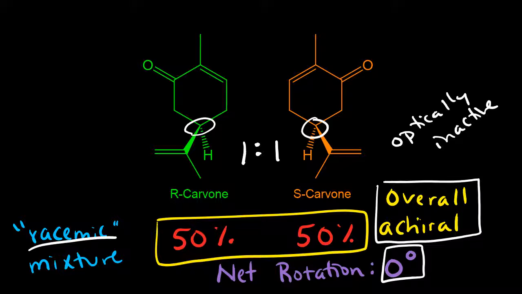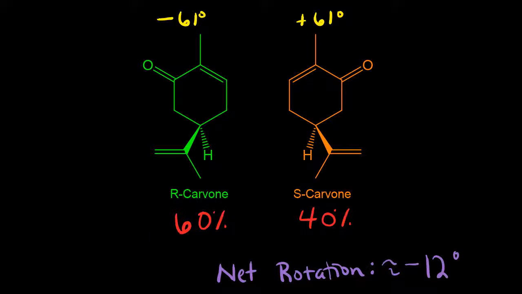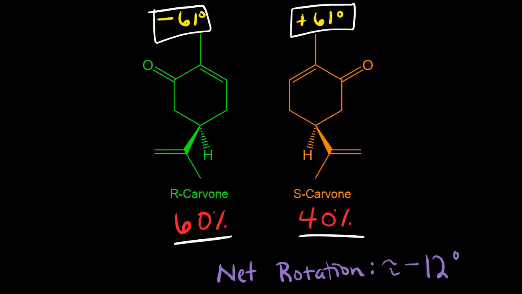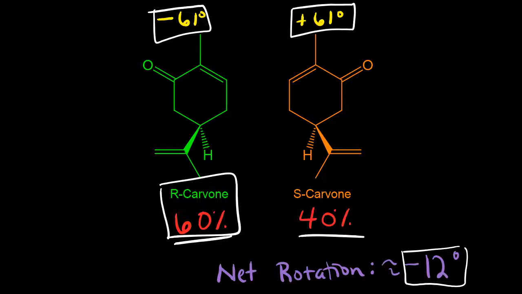So any compound or any mixture of compounds that exhibits no net rotation of plane polarized light, we say is an optically inactive mixture or compound. Whenever you have an excess of one component over the other, the net rotation is not going to be 0. So for example here, say that we have a 60-40 mixture of the R to S enantiomers of carvone. We know that the R enantiomer has a levorotatory or minus 61 degrees rotation, and S-carvone has a dextrorotatory or plus 61 degrees rotation. Because the R enantiomer is in a slight excess here, you're going to see that the net rotation is going to be slightly in that direction. And so here we end up with a minus 12 degree net rotation in this particular case.